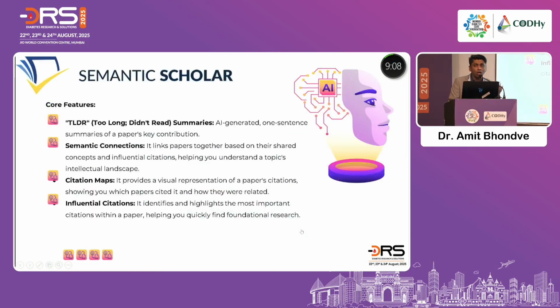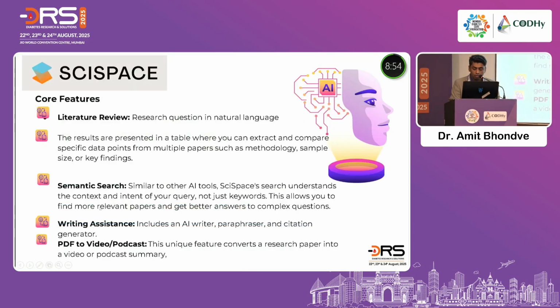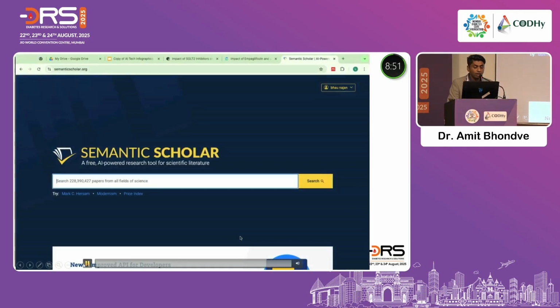Yeah, Semantic Scholar, it's more of an old Semantic Scholar which we are using. It just gives us citation maps. It has a very peculiar TLDR feature, too long didn't read, so one-line summaries, that's it. So how does it give one-line summaries?